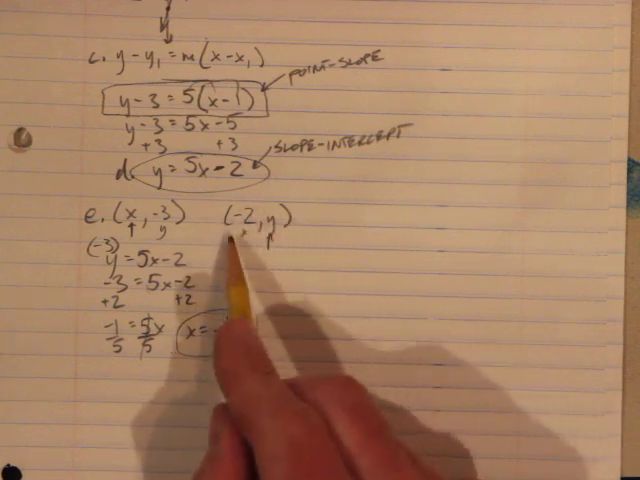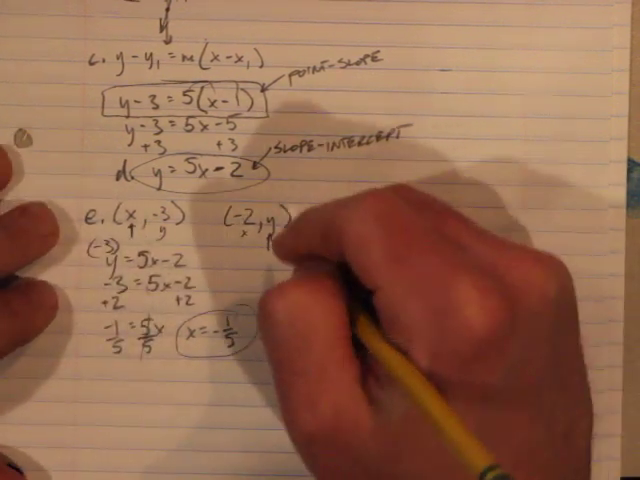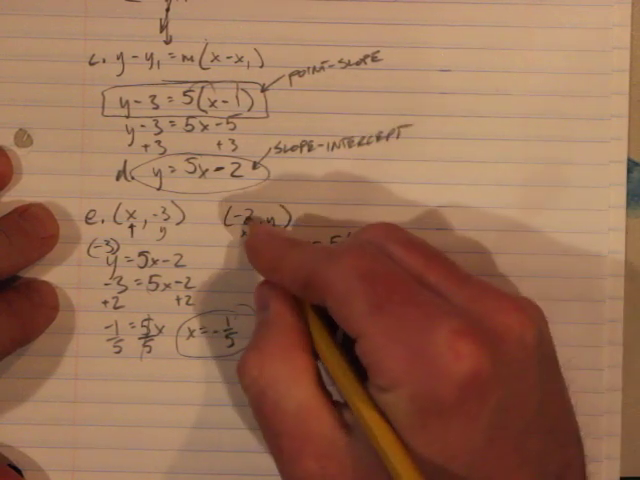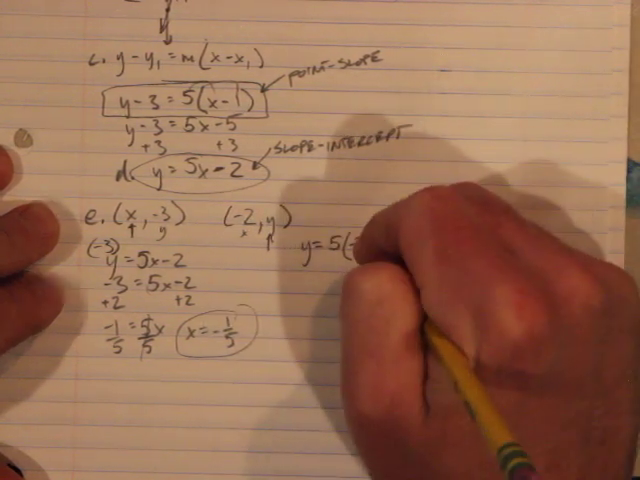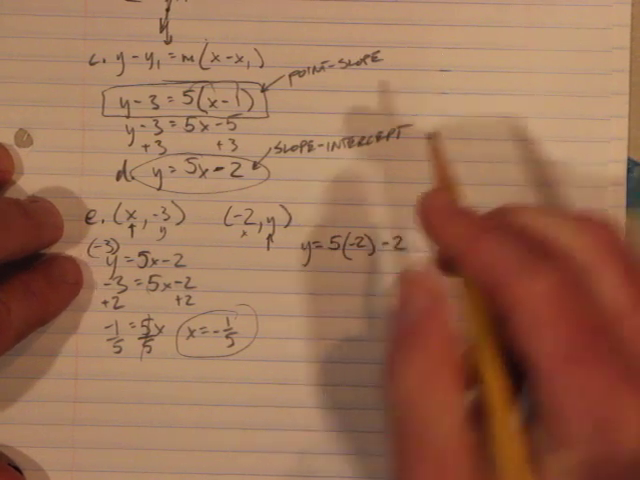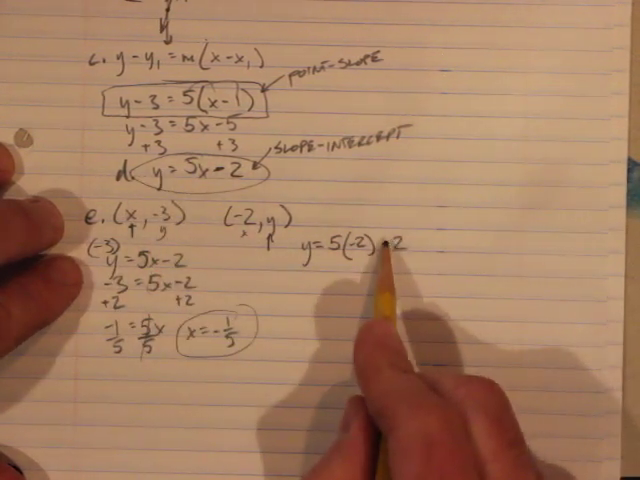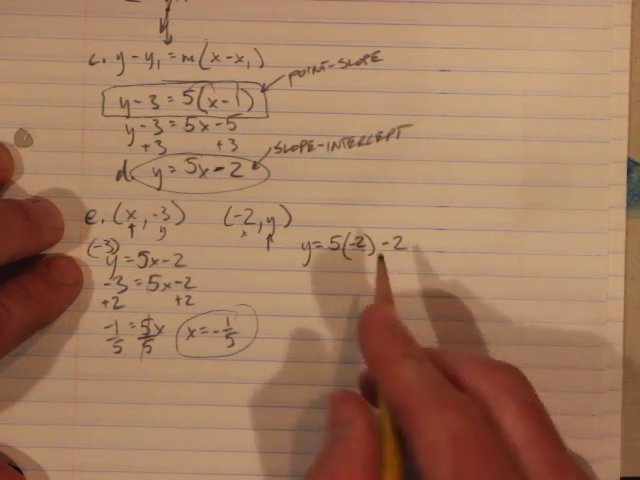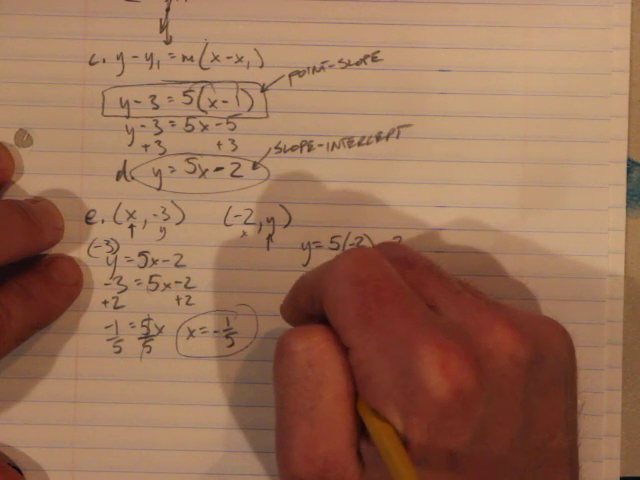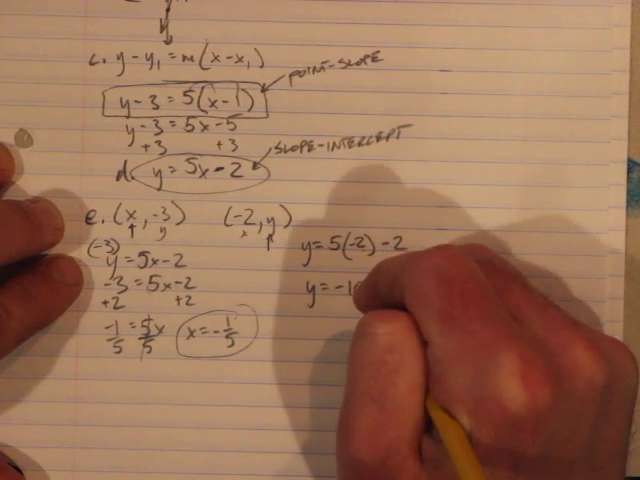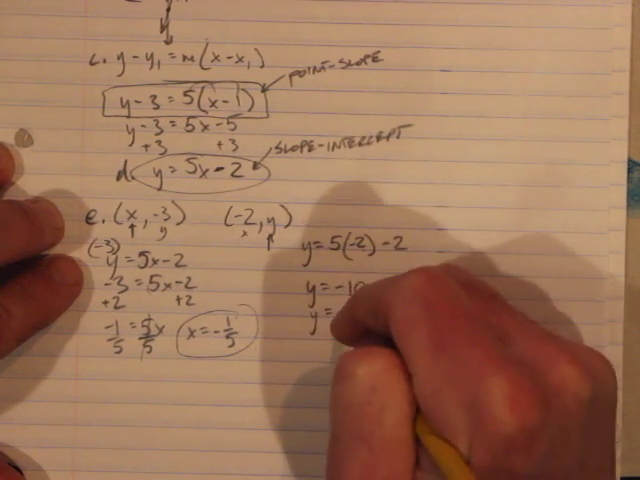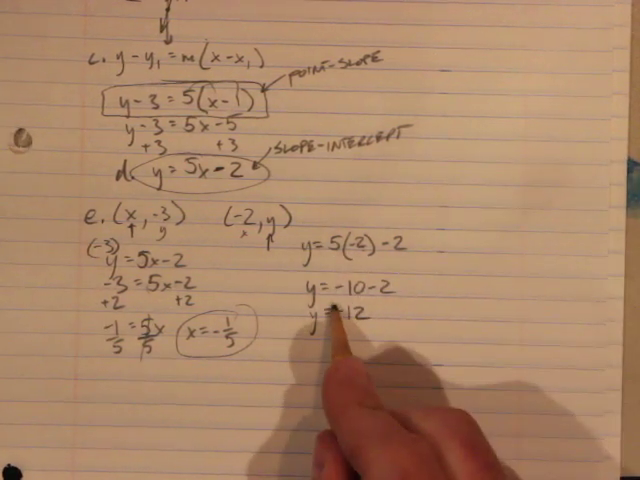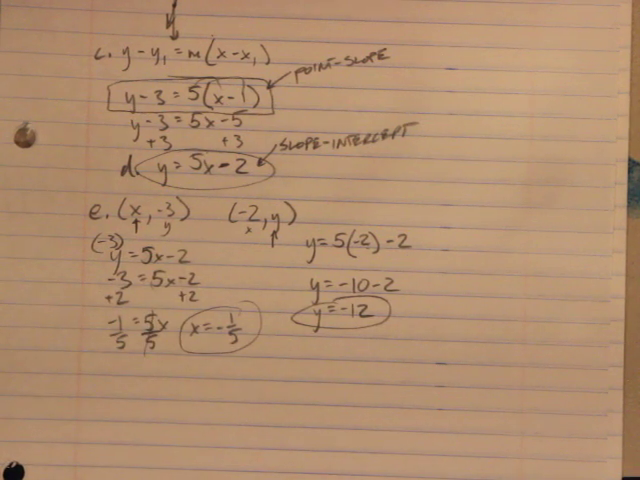Now let's do the same thing here, but we're going to find what y is when x is negative 2. y equals 5 times my x value, which is negative 2, and then minus 2. So I've taken my slope-intercept form, and I've put that right here. I plugged in negative 2 for my x value. Negative 2 times 5 is negative 10. y equals negative 10 minus 2. y equals negative 12. And so that is your answer for E there.